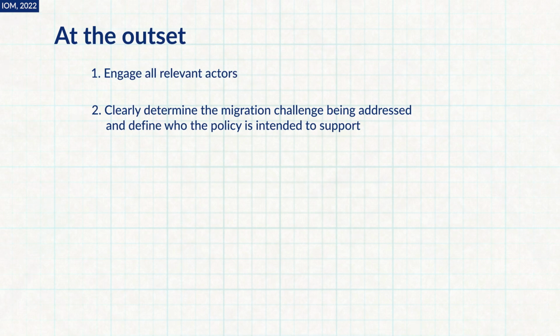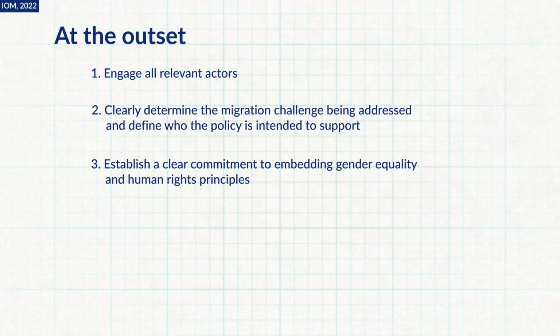All right, so how can we inform gender-responsive policies in the first place? Well, this of course does take a lot more effort, a lot more capacity, and often also more resources. So at the onset, we need to engage all relevant actors by creating cross-ministerial and multi-stakeholder platforms to guide the full cycle of migration policy, from identifying the issue to designing, implementing, and evaluating interventions. You need to clearly determine the migration challenge being addressed and define who the policy is intended to support with attention to gender and intersecting identities. You need to establish clear commitment to embed gender equality and human rights principles into the foundation of the policy. So that is from the very beginning.